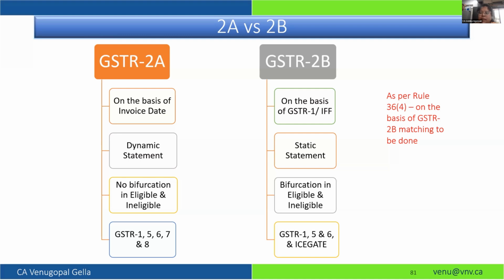And your ITC eligibility under 3B is dependent upon GSTR 2B and not on 2A. So you have to make sure when you are doing your monthly RECO, it should always be with GSTR 2B. But when you are doing your yearly RECO, then it should be with 2A.